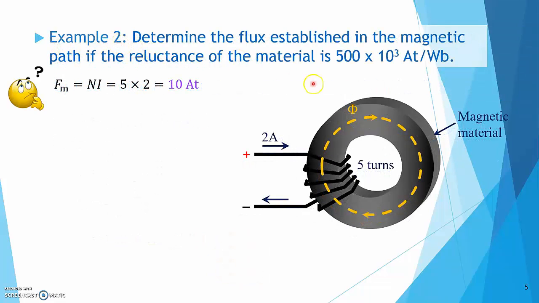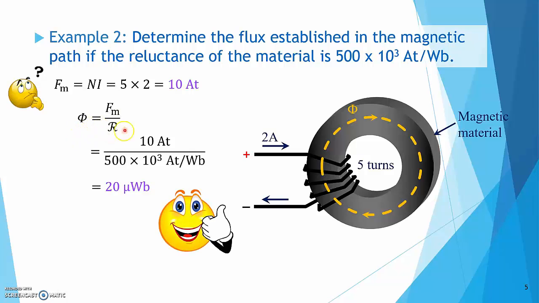Example 2. Determine the flux established in the magnetic path if the reluctance of the material is 500,000 ampere turns per weber. To find the flux, we have to first calculate the magnetomotive force, N times I. The number of turns N is given to be 5 turns, and the current is 2 amperes. So 5 times 2 is equal to 10 ampere turns. Apply Ohm's law of magnetic circuits to calculate the flux. The magnetomotive force is 10 ampere turns. The reluctance is given here. So the flux can be calculated to be 20 microwebers.